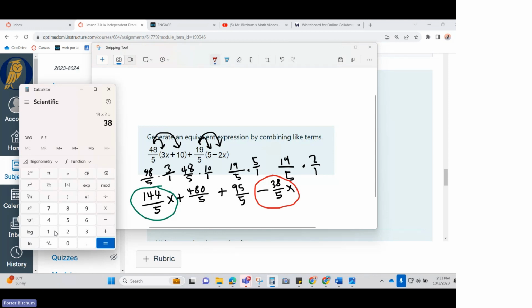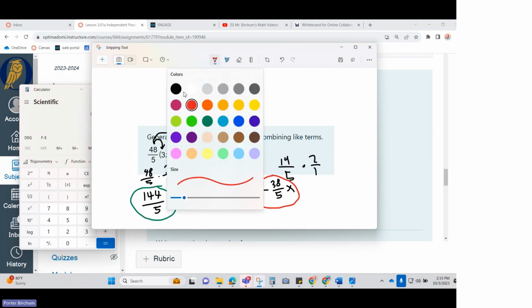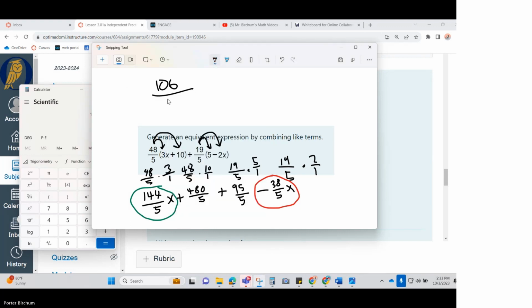I'm going to type that in my calculator as 144 plus negative 38. Plussing a negative is the same as minusing that same number. So I'm going to do plus the negative. And let's see how many we get. We have 144 positives. And we're adding 38 negatives. We're subtracting 38. Again, they're the same. We are left with 106 fifths of an x.